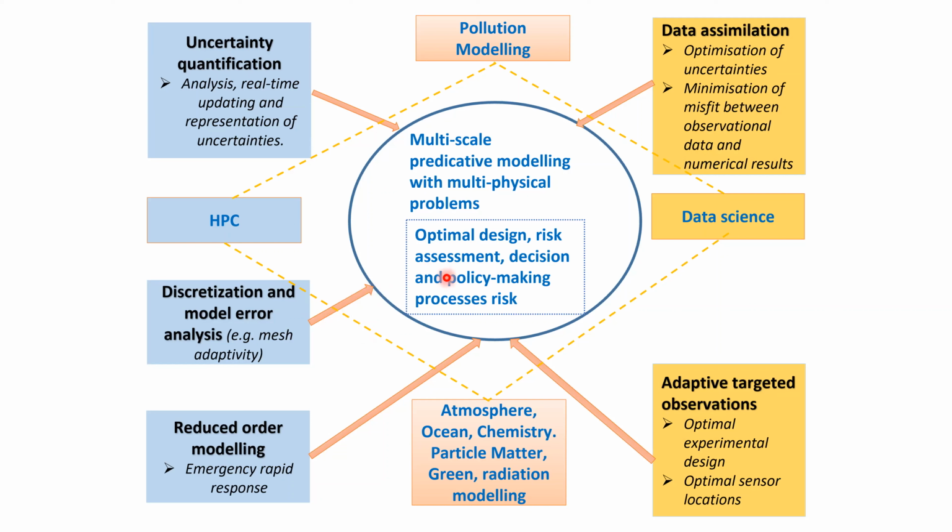There are a number of application areas for the prediction model. For example, optimal control, risk assessment, and decision making, and especially real-time predictions. Or you can apply it to air pollution, environmental issues, atmosphere models, ocean, chemical, other multi-phase issues, and nuclear as well. Another issue we need to be concerned about is the quality of the data, and whether you can optimally choose the data you have. That's another topic I will touch on at the end of this lecture.